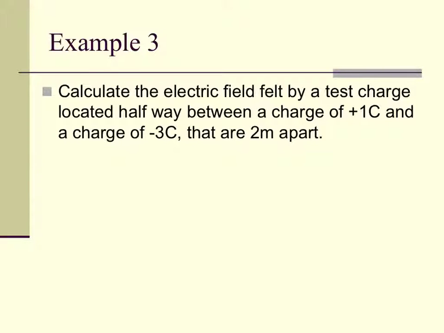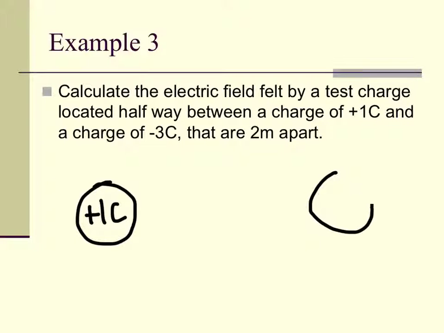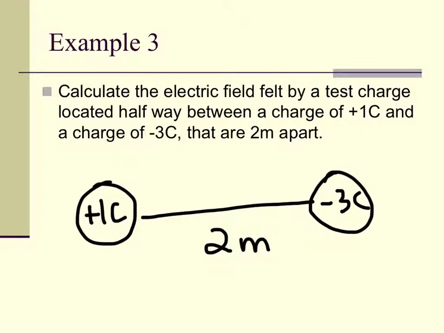Okay, as always, it helps to sketch a little picture of what's going on. So if I had something like that, we'll put the 1 Coulomb charge over here, plus 1 C. We'll put the -3 Coulomb charge over here, separated by 2 meters. The point I'm worried about is right there. Okay, so now let's go ahead and attack and try to solve it.